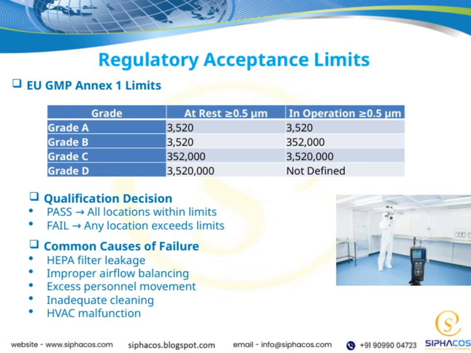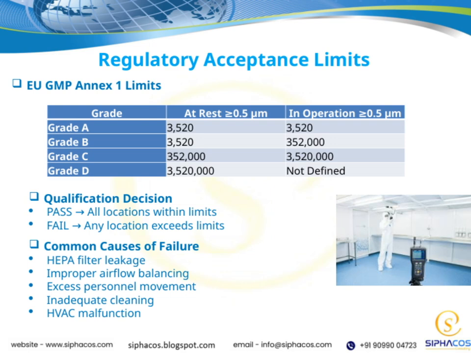Moving on to the common causes of failure, there are several factors we should be aware of. These include HEPA filter leakage, which can compromise air purity. Improper airflow balancing can create uneven conditions, and excessive personnel movement can disturb the controlled environment. Inadequate cleaning is another critical factor, as contaminants can accumulate. HVAC malfunctions can also lead to environmental instability.